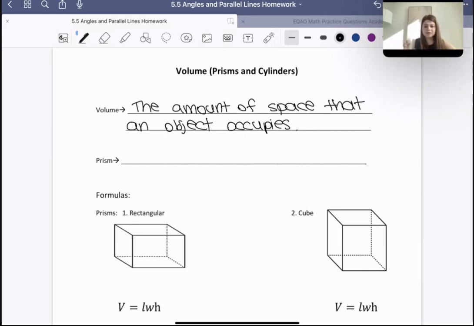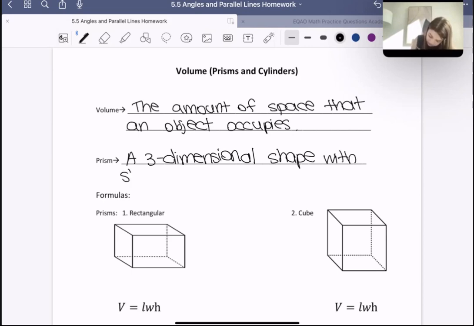A prism is a three-dimensional shape with straight edges. So, for example, a sphere would not be a prism because a sphere does not have straight edges. And same with a cylinder. We're going to talk about cylinders separately from prisms today as well.